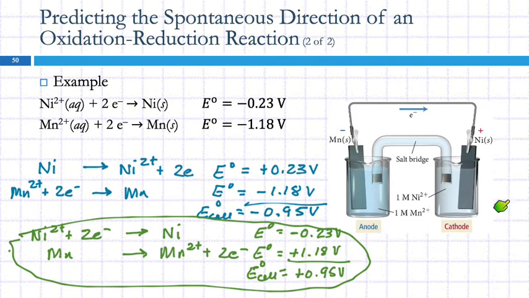So if we need to draw the cell or write the line notation for the spontaneous reaction, we're going to look at these, and we want the anode on the left, the cathode on the right. Oxidation at the anode. Oxidation is loss of electrons. Okay, this is the one that has loss of electrons. That one's at the anode. This is the reduction at the cathode. That one goes over there.